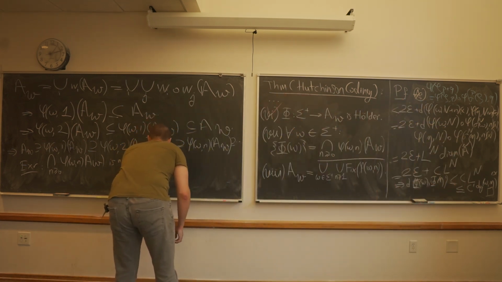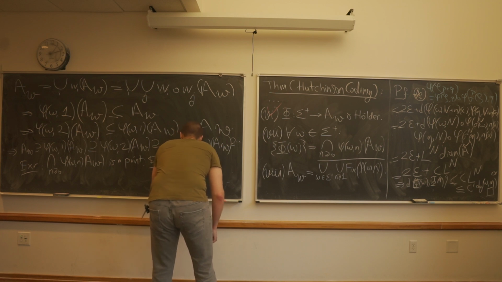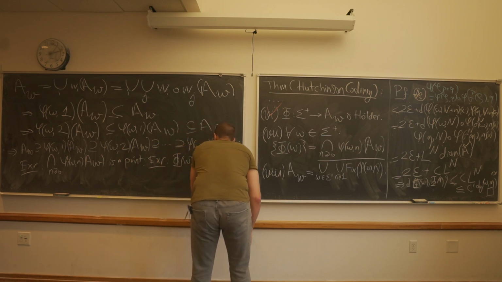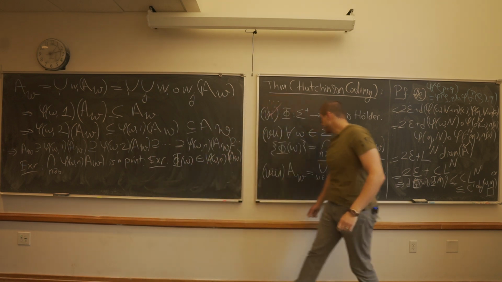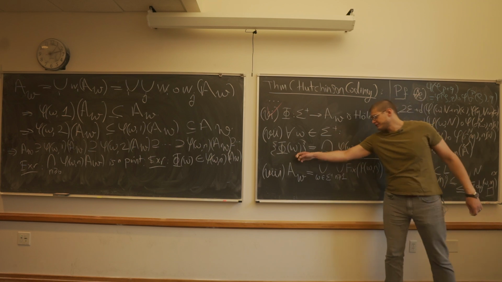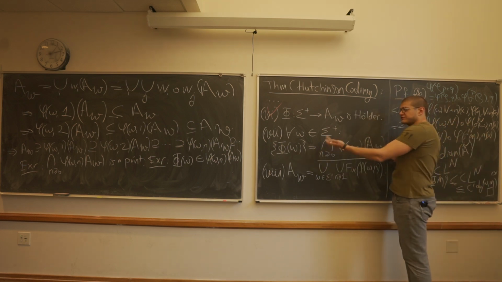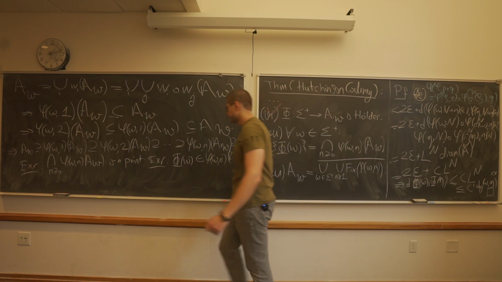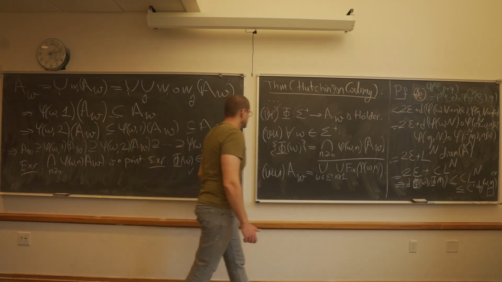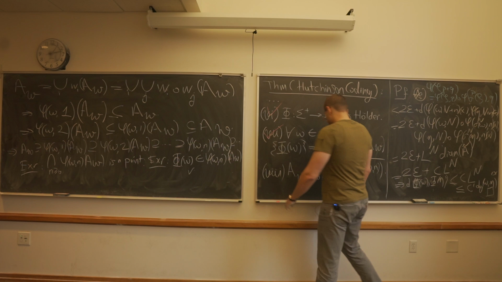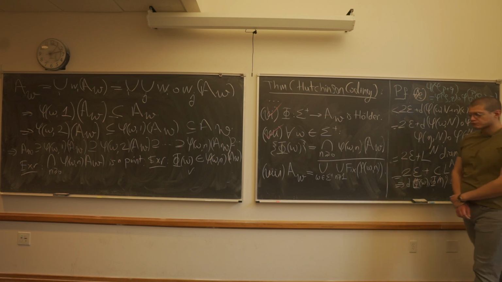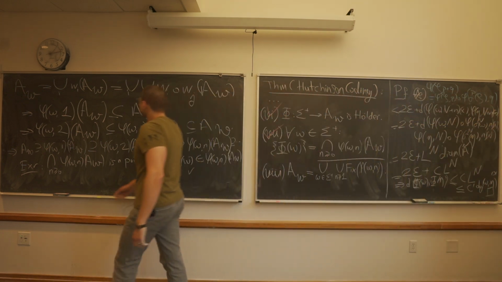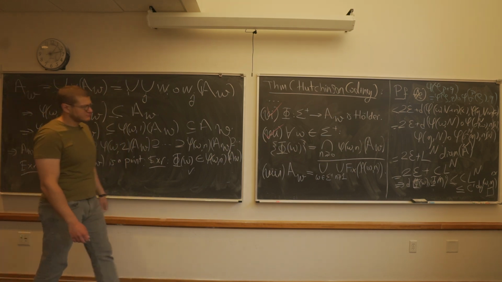Exercise. This point is in the intersection of all of these sets, but the intersection is at most one point, which means that it has to be that point. Okay. That's how you prove this. Questions about this? Okay. Let's have a look at the final item.